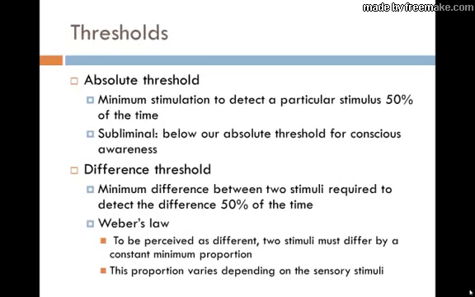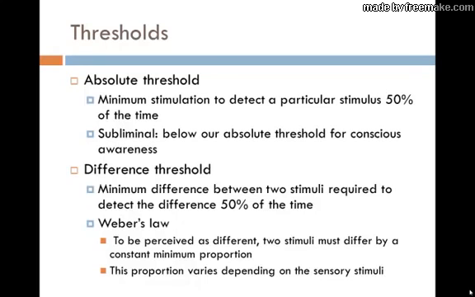I want to talk a little bit about thresholds with sensation. An absolute threshold is the minimum stimulation needed to detect a particular stimulus 50% of the time. So it's the minimum energy that comes to us for us to be able to detect it at least 50% of the time. If something is below our absolute threshold, then we don't detect it.